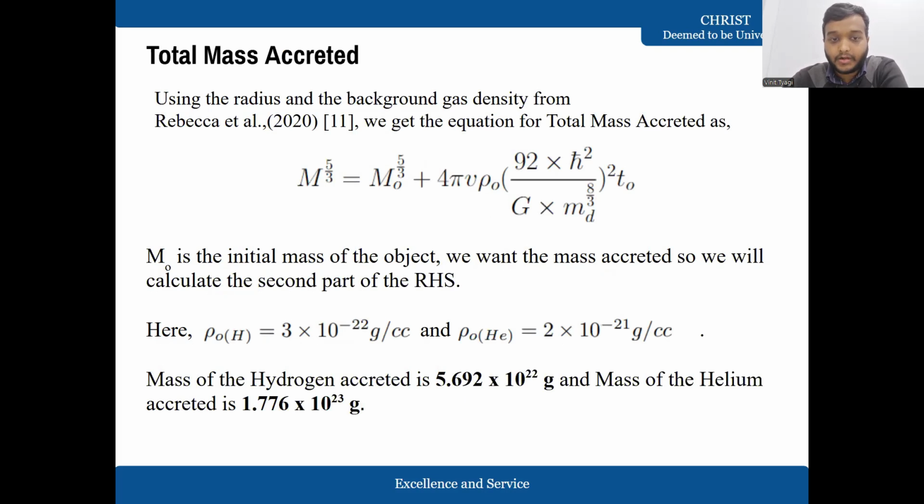We'll use this formula to calculate how much total mass has been accreted, and the densities of hydrogen and helium are 3 × 10^-22 gram per cc and 2 × 10^-21 gram per cc. We got the mass of hydrogen to be 10^22 grams and helium to be 10^23 grams.